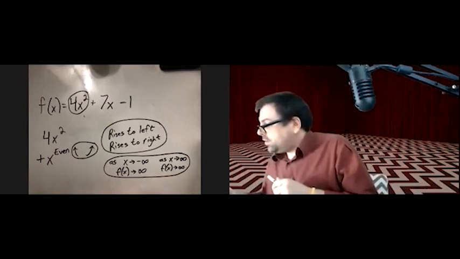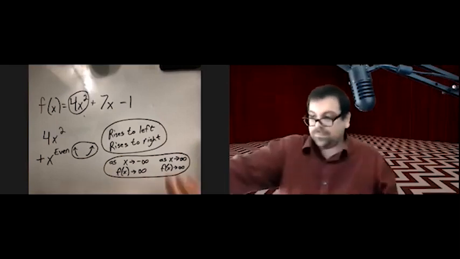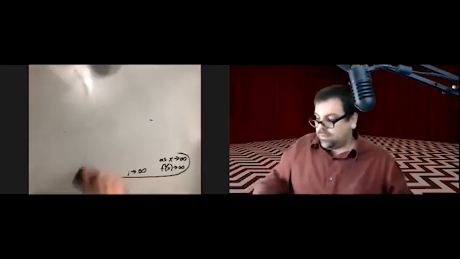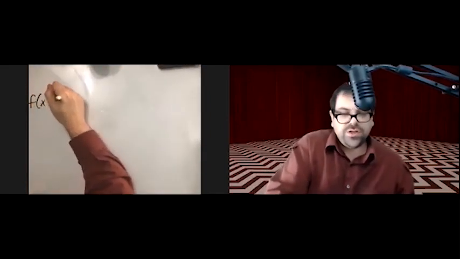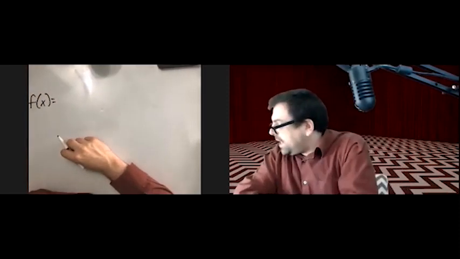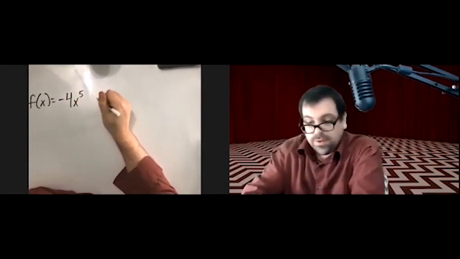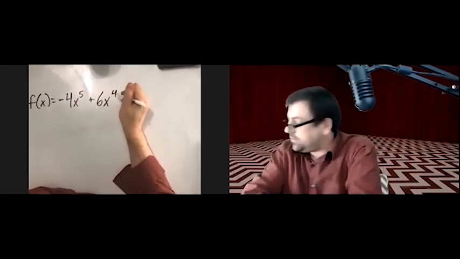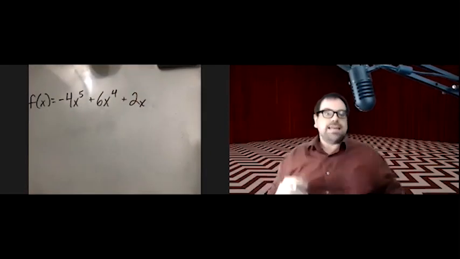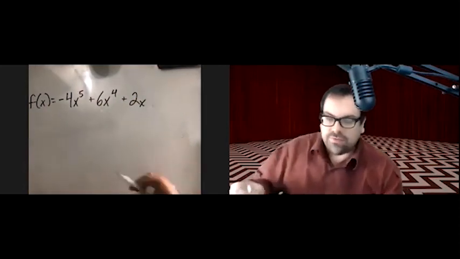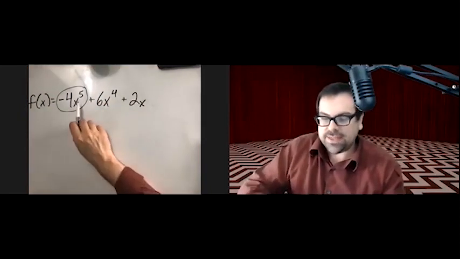Let's look at more end behavior. New function, new f of x. Let's say f of x equals negative 4x to the 5th plus 6x to the 4th plus 2x. What is the end behavior? Well, we have to find the leading term. That's the highest power of x. That's x to the 5th.